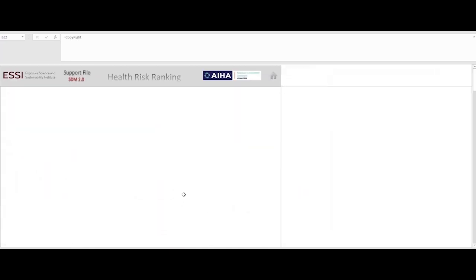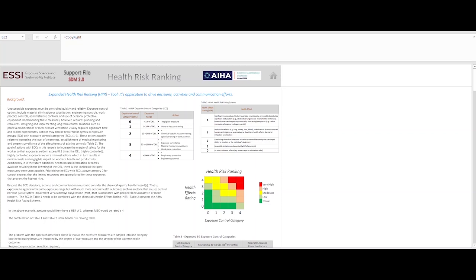The Expanded Health Risk Ranking tool page describes how it can be applied to drive decisions, activities, and communication efforts. The information and guidance contained here, including a consideration of frequency and duration, provide a rational basis for prioritizing those activities and communication efforts.